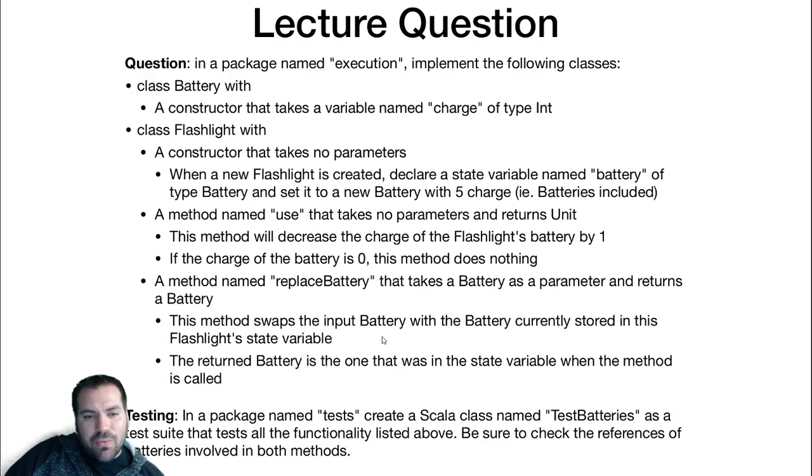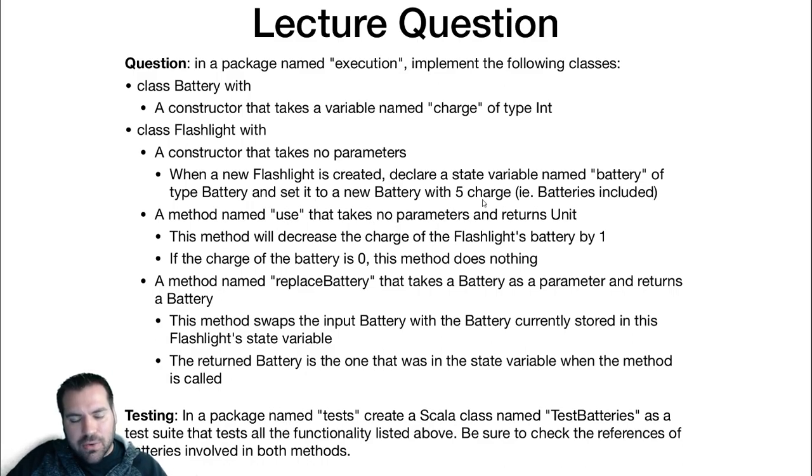And we need to check the references to make sure that this swap is happening by reference. We don't care if just the charge is correct. So if you're just checking the charge of the batteries after the swap, and if you're just checking the charge of the battery after it's being used, that's not all of what we have to test. We have to make sure the references are being followed. When we use a flashlight, we don't want a new battery being created with the proper charge. I don't care if it has the right charge. I care if it's that actual battery.